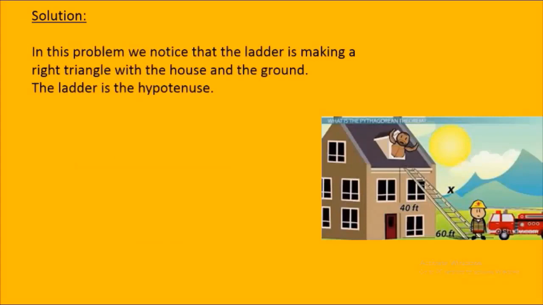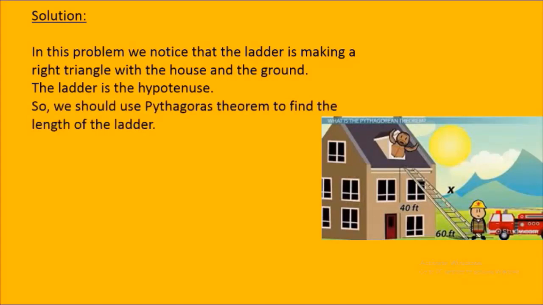We notice that the ladder is making a right triangle with the house and the ground, where the ladder is the hypotenuse. So, since we have a right triangle, we can apply Pythagoras theorem to find the length of the ladder. Let's name this triangle ABC. AC squared, which is the hypotenuse, the ladder, is equal to AB squared plus BC squared.